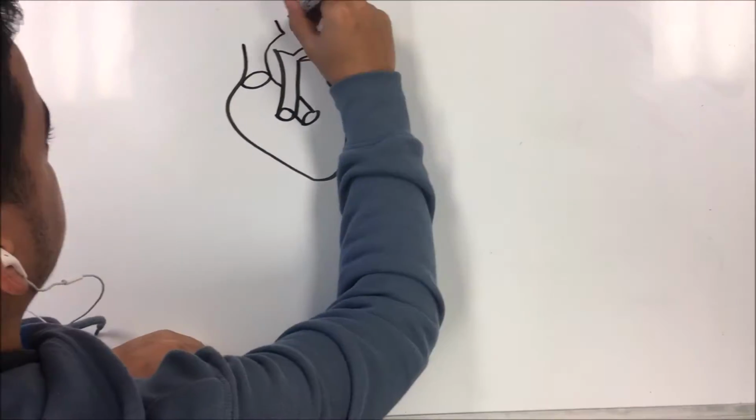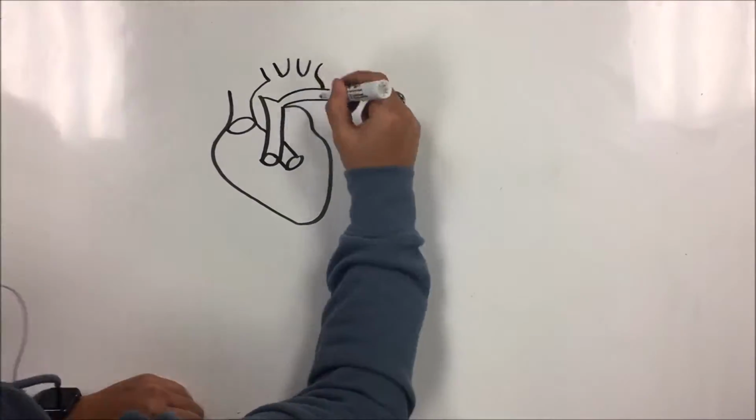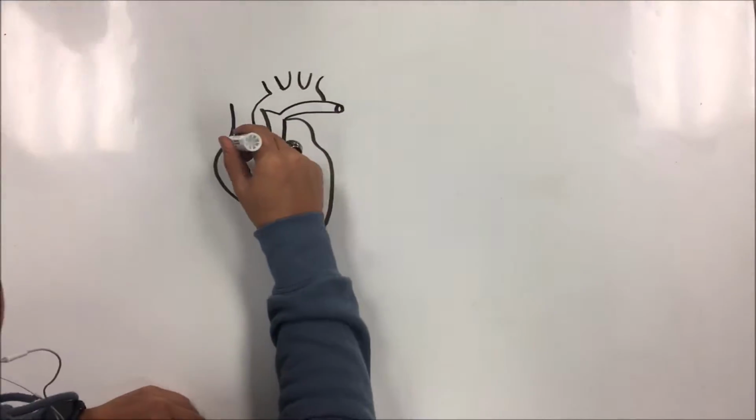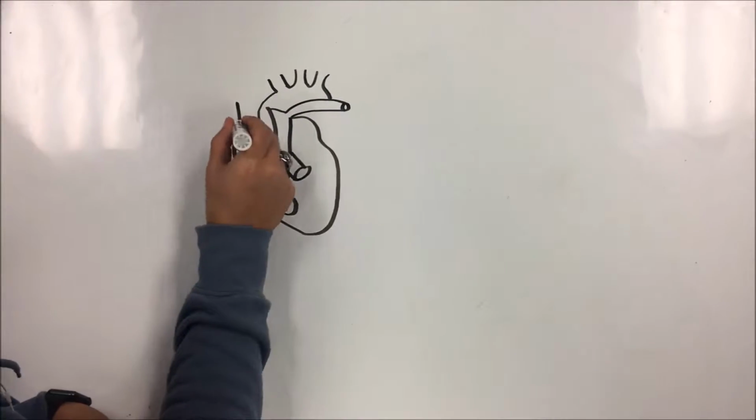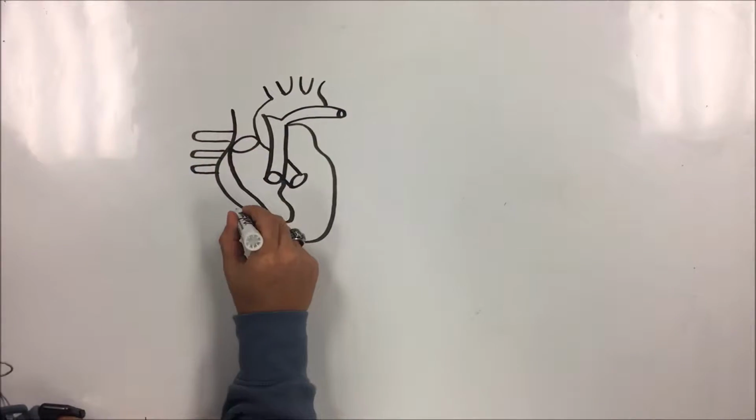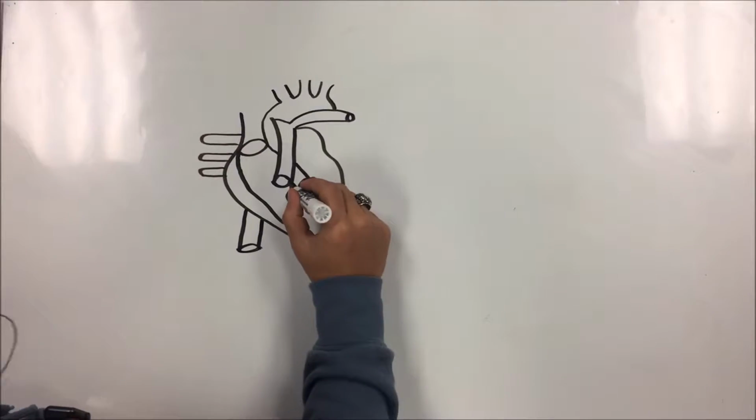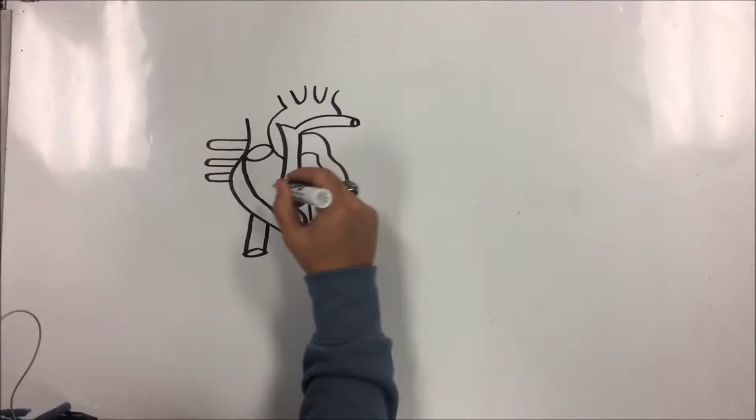The left atrium is the left upper chamber of the heart that receives blood from the pulmonary veins. The left pulmonary artery is the artery that carries blood from the right ventricle and sends it to the lungs. The left pulmonary vein is one of 4 vessels that carry oxygenated blood from the lungs to the left atrium of the heart.